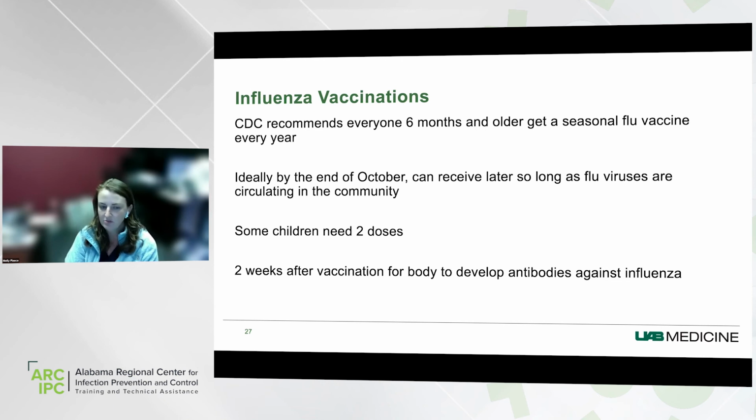Some children do need more than one dose, and in fact, they would need 2 doses, and that includes children who are young and who have not received a flu vaccine in their past, or even older children who have never received a flu vaccine. And to become fully efficacious or fully protective takes about 2 weeks after your vaccine, in order to develop those antibodies against the different flu viral strains.